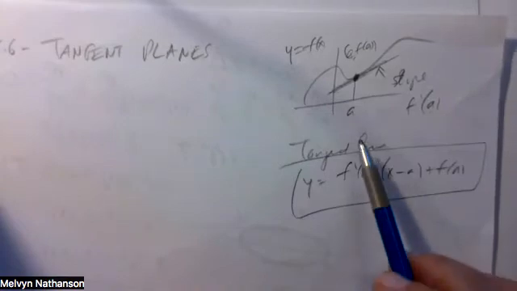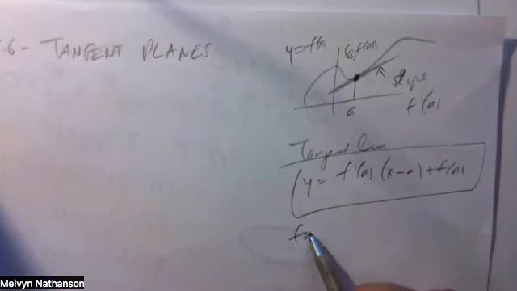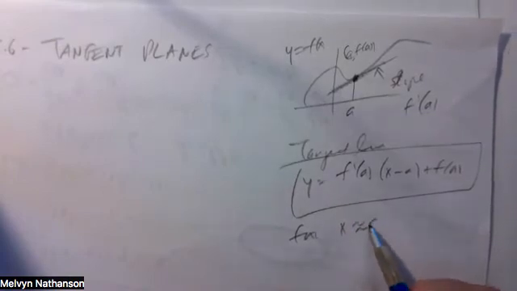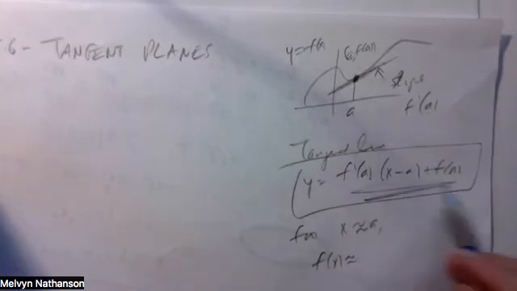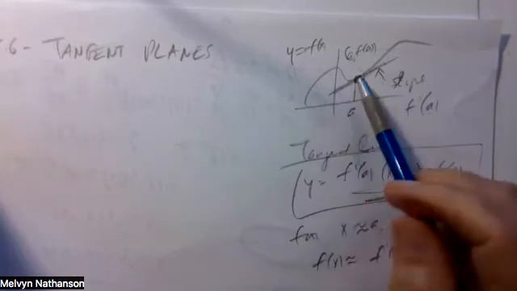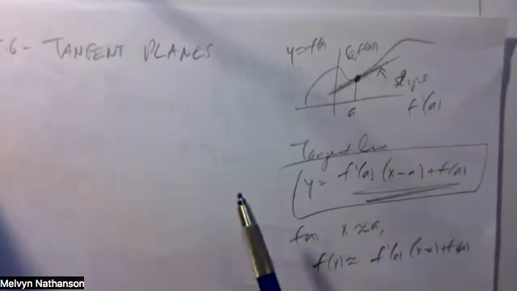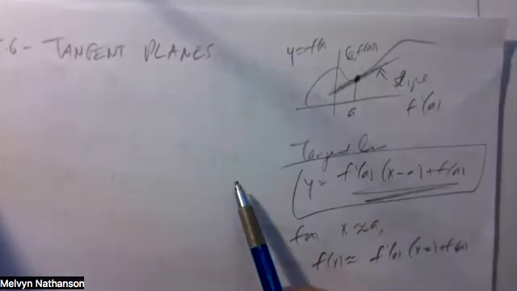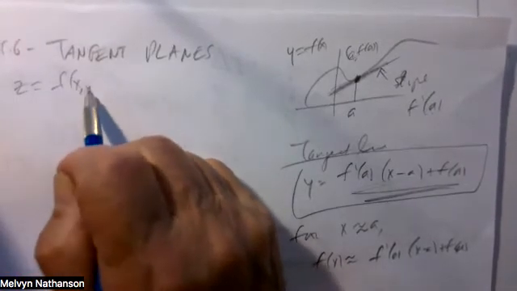And this is a very good approximation to the function. So for x close to a, f of x is close to f prime of a, x minus a plus f of a. Right? This is a linear approximation to your curve. And we want to do the same thing in one higher dimension. So now our function is z, a function of x and y.